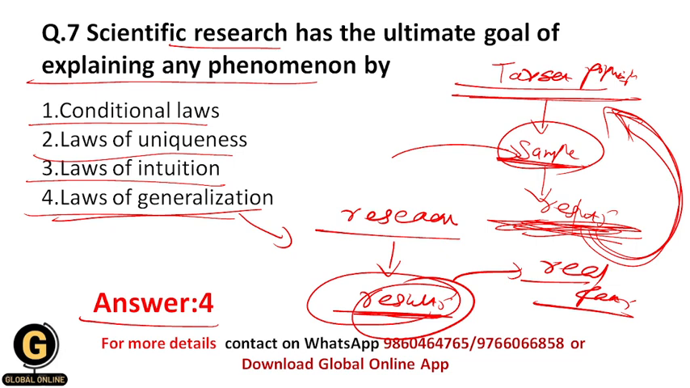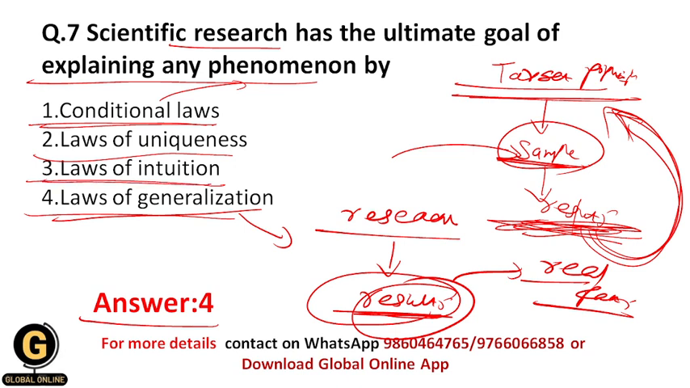So remember from this time that scientific research has the ultimate goal of explaining any kind of phenomenon by the laws of generalization. Okay. So basically, what are the conditional laws? Conditional laws are nothing but the laws which fulfill the proper conditions. For example, some research studies require some kind of conditions. When we fulfill those conditions, then only our results will be valid. If the conditions are not there, then obviously the results will be invalid. So these are the conditional laws.